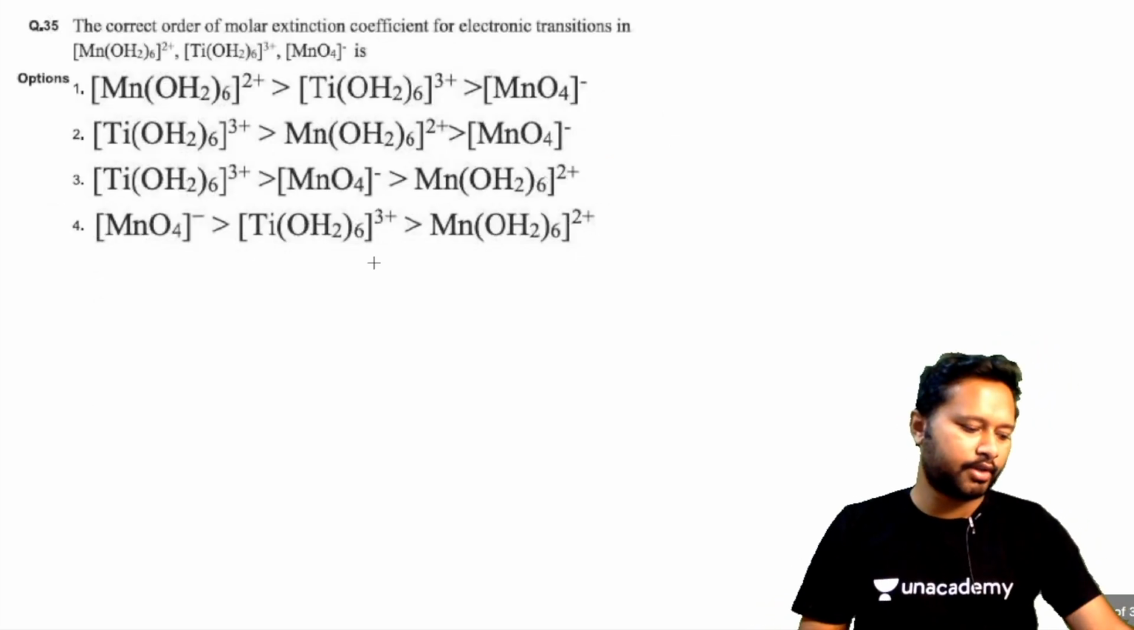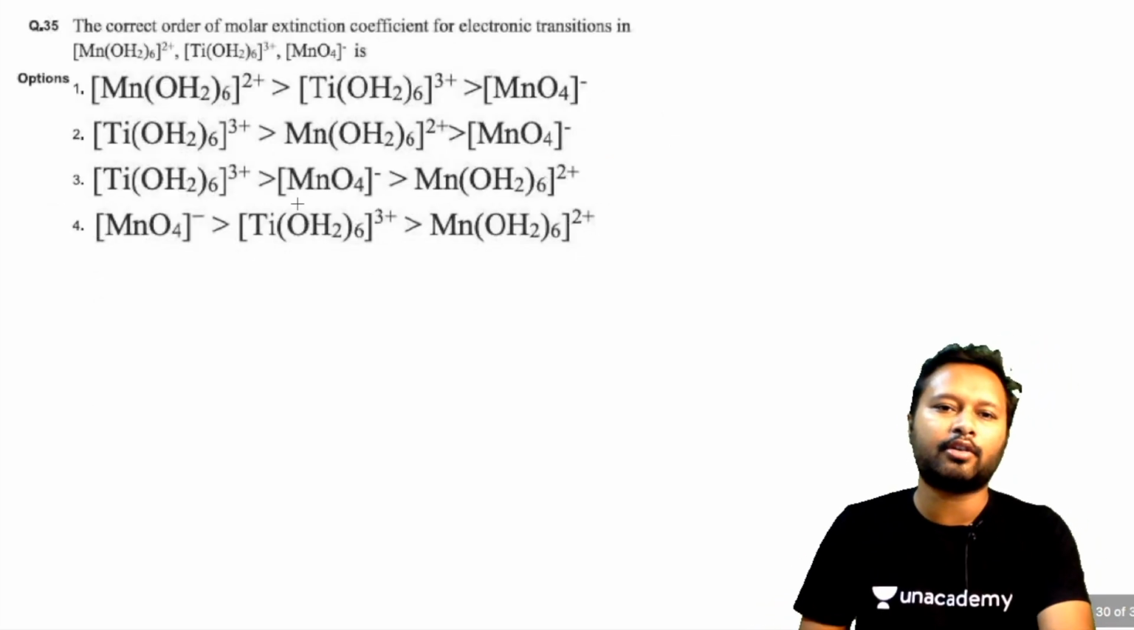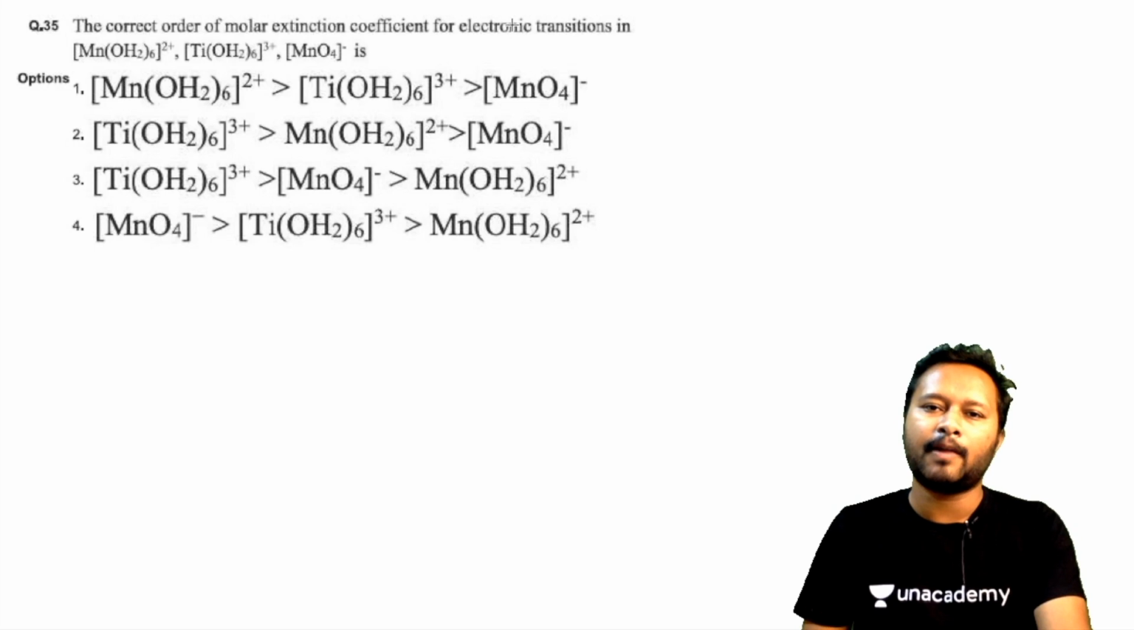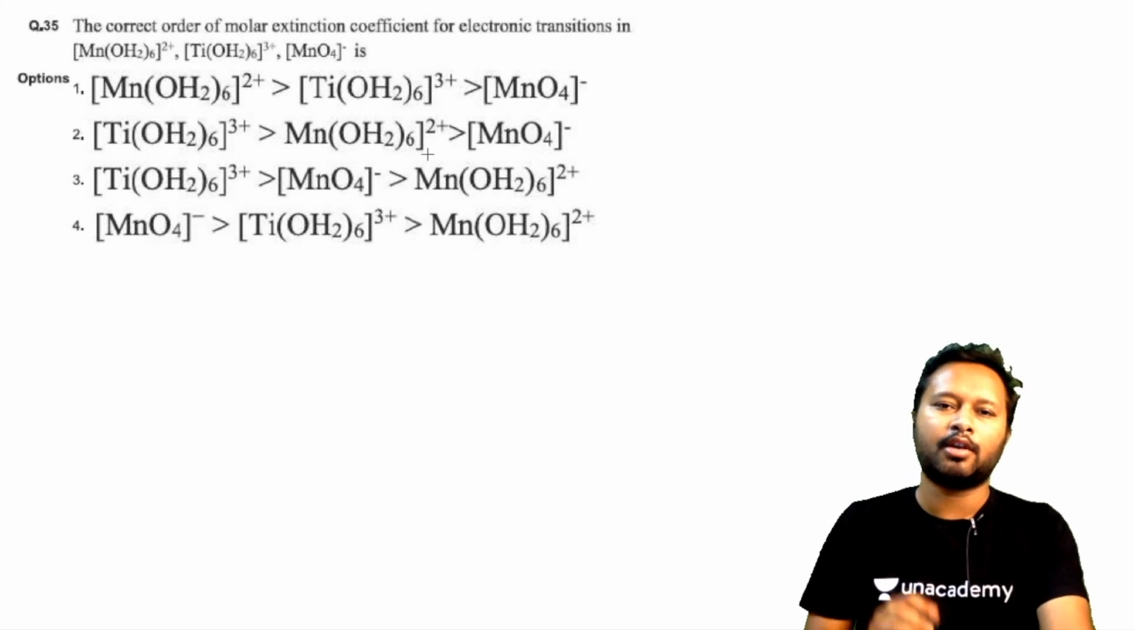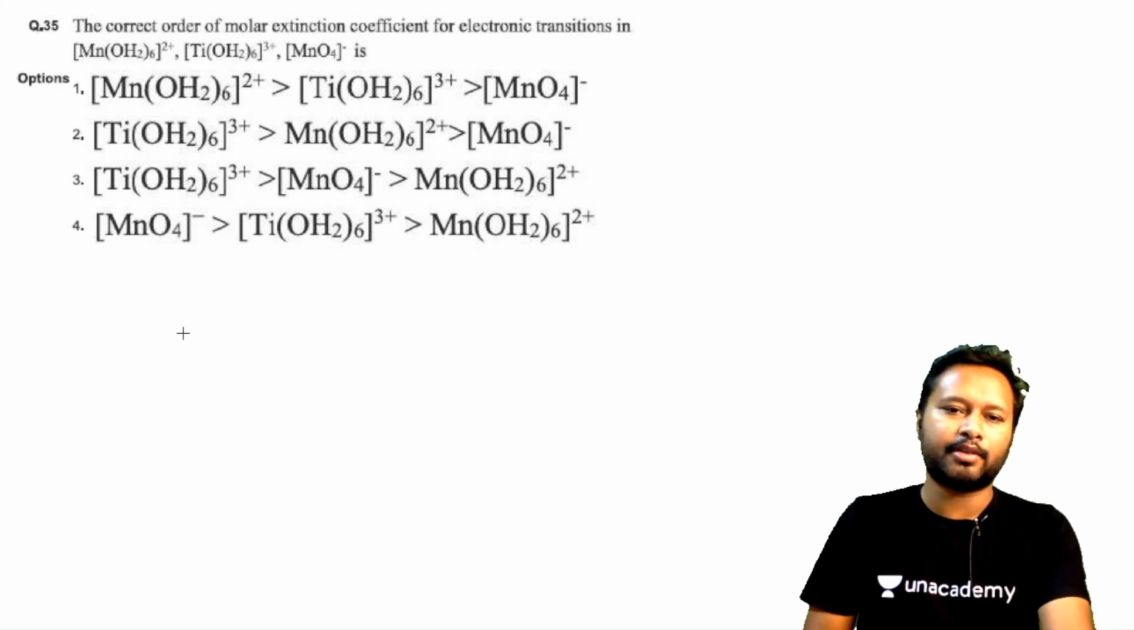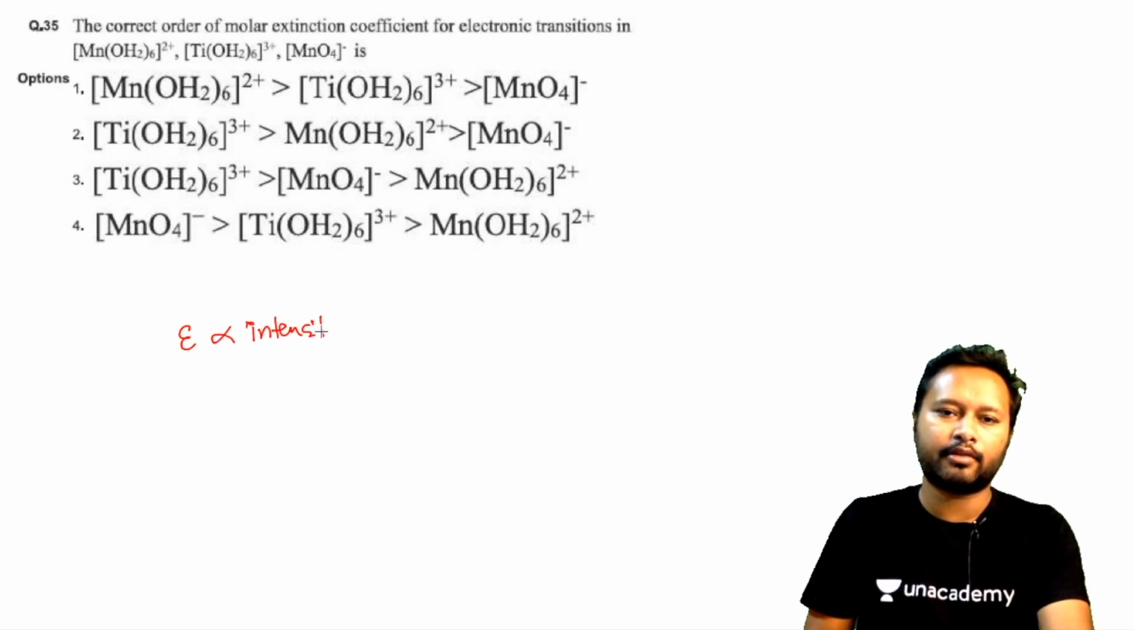Okay, the next question says the correct order of molar extinction coefficient for the electronic transition in... So molar extinction coefficient means the absorptivity is proportional to the intensity of transition. And the intensity has a particular order. What's that order? First of all, you have to see the charge transfer spectra. The charge transfer spectra has the highest intensity.